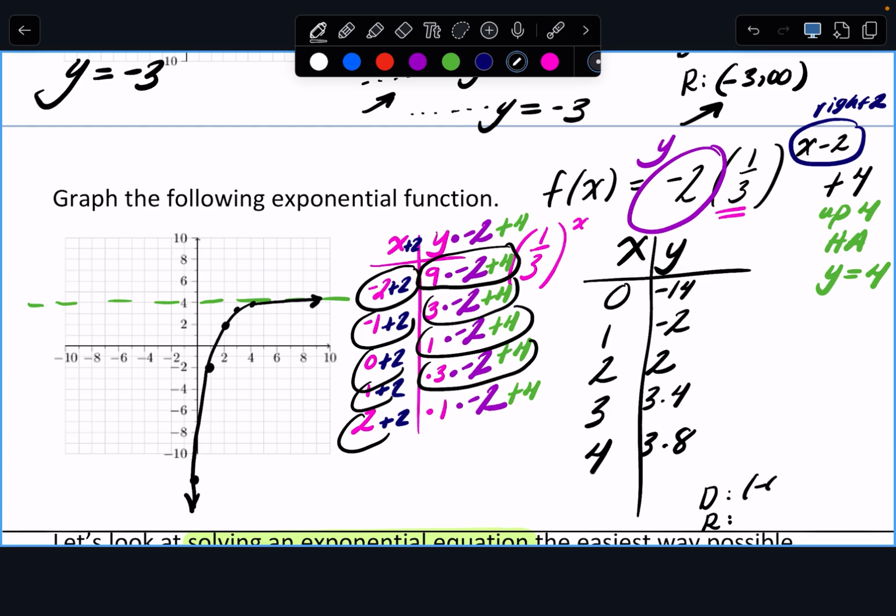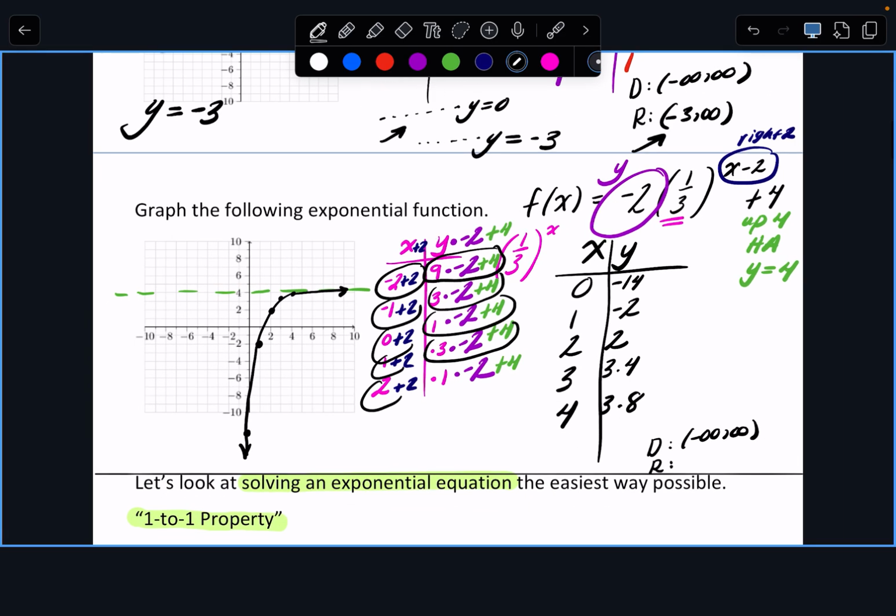So now the domain is still negative infinity to infinity, but the range has changed. It went to negative infinity now because it got reflected over the x-axis. So our range is negative infinity up to the horizontal asymptote 4. So from our 10-10 knowledge, that should be overall pretty easy. You guys feel okay out there?